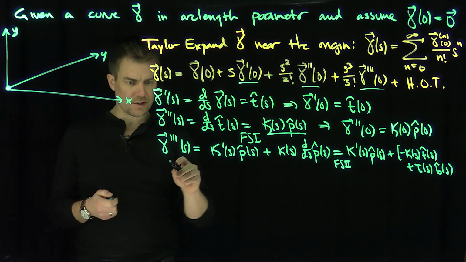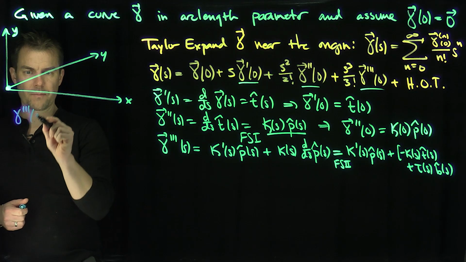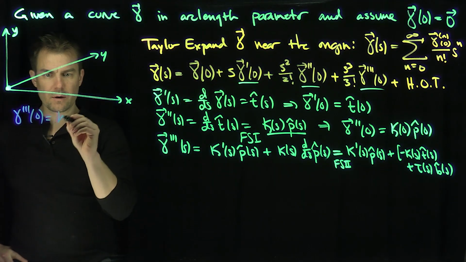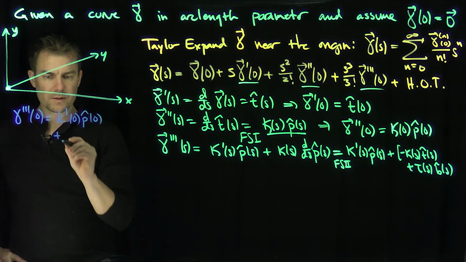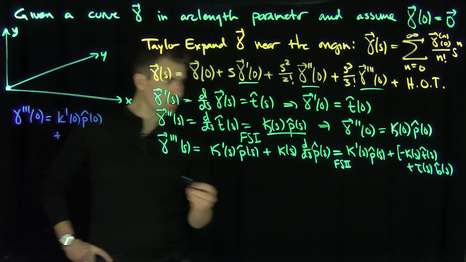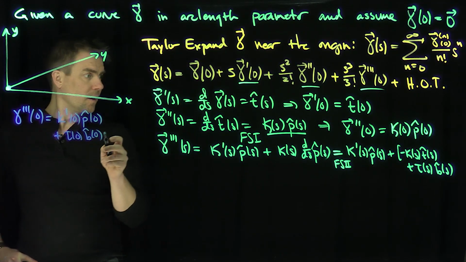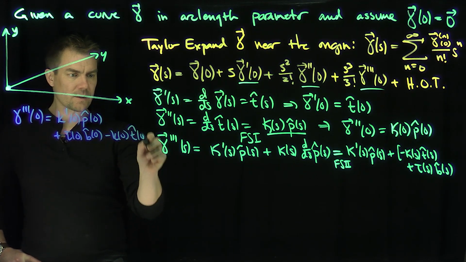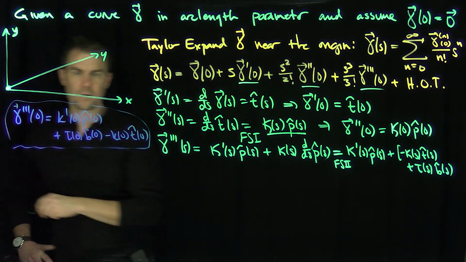So my summary tells me that gamma triple prime of 0 is going to be kappa prime 0, p hat 0, plus torsion of 0, b hat of 0, and then finally minus curvature of 0, t hat of 0. So it contains all three of them in this gamma triple prime of 0.